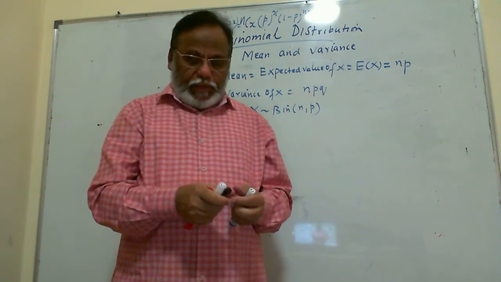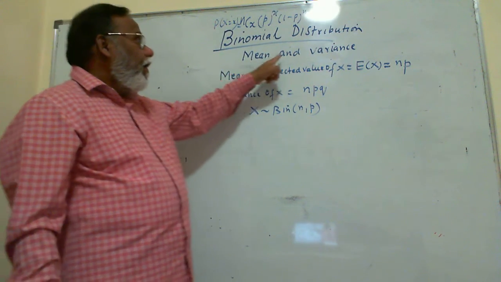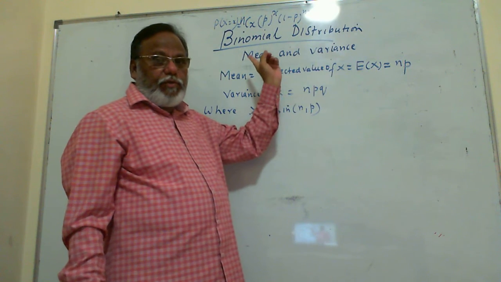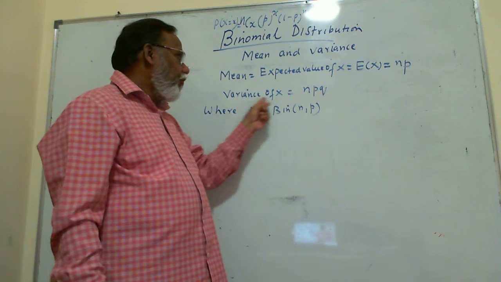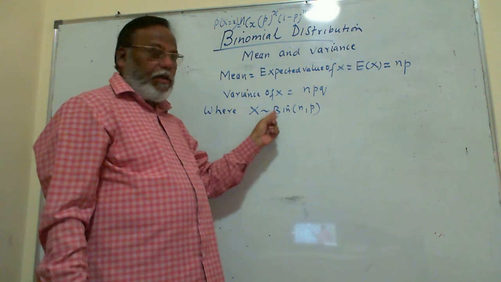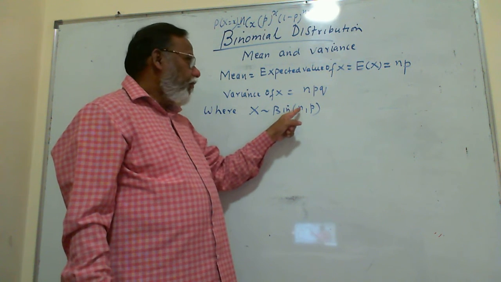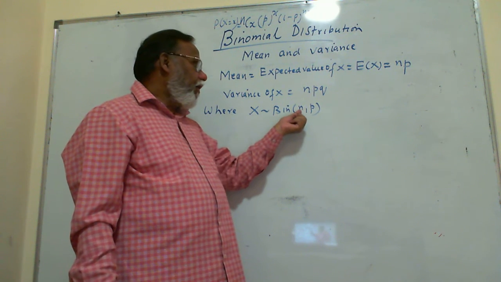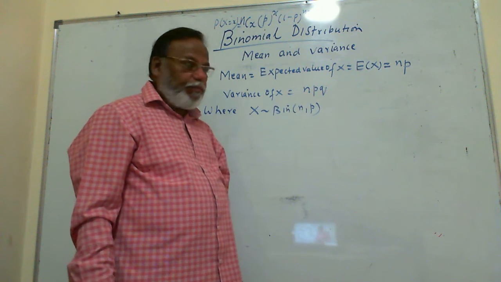But in the last lecture I could not finish the last part of this topic, which is finding the mean and variance of this distribution. When x is considered to have a distribution like this, the random variable x will be following a binomial distribution where the parameters n and p are known. You already understand what n is. n is the number of trials and p is the probability of success.